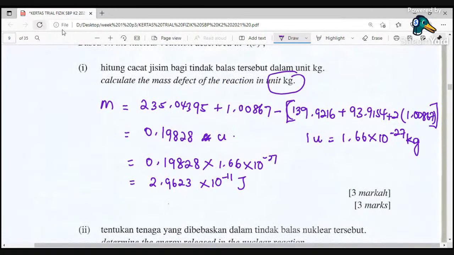Mistake sikit kat sini. Sekejap. Ini ya. Saya terus kira energy habis kat sini. So mass defect tadi you convert, you can tekan capacitor, tekan sini. Okay, ini kita dapat ialah 3.29148 negative 28 kilogram sorry ya. 4.